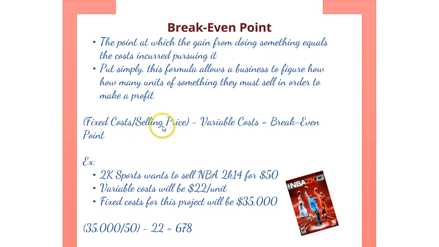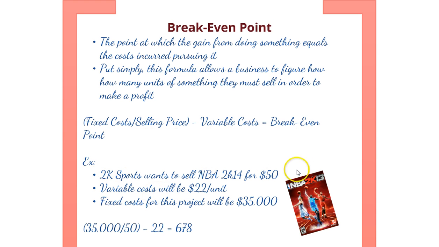You take that answer and you subtract the variable costs. Variable costs are things like employee labor, electricity bills, all those other things that we've talked about. So you take fixed costs divided by your selling price, subtract the variable costs, and that equals your break-even point. It makes a little more sense when you see an example.